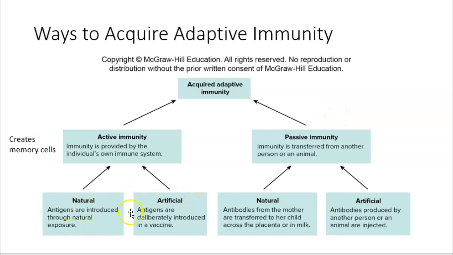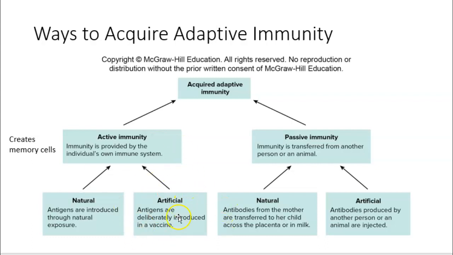So there's two types of active immunity. You see natural and artificial. In natural active immunity, your immune system is going to be exposed to an antigen through natural exposure, and then you acquire immunity as a result of that. So like you walk through a sneeze cloud and now you have a cold, and you're going to have immunity in the future against that particular cold virus.